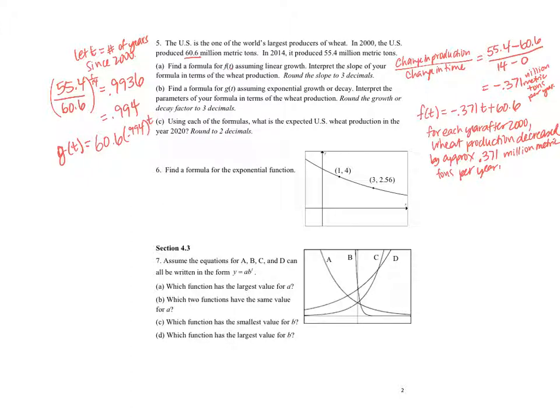And then using each of the formulas, what is the expected wheat production in the year 2020? So again, 2020 is 20 years after 2000. So we're looking for f of 20, and we're looking for g of 20. If I take 20 and plug it into my function f, I'll have negative 0.371 times 20 plus 60.6. And if I do that, I get 53.18. And again, the units for this are million metric tons.